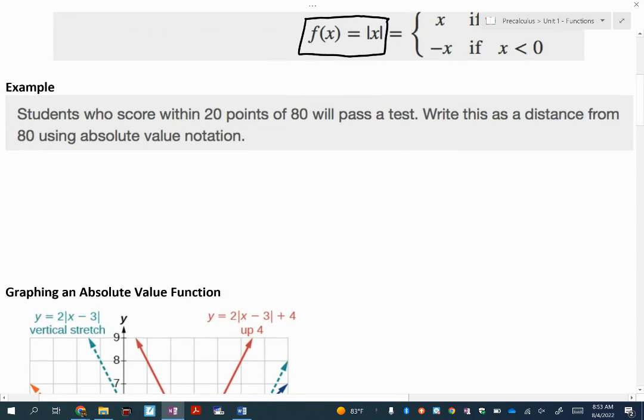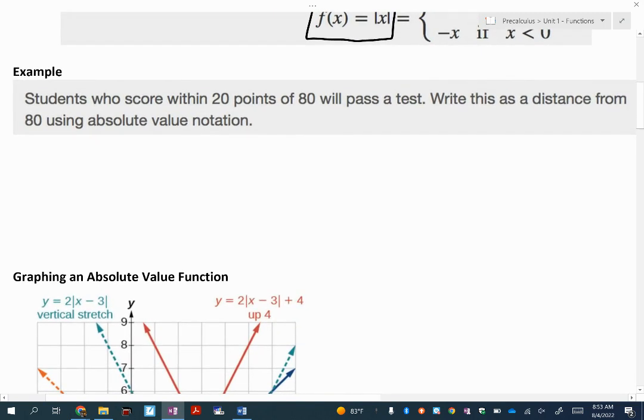It says, students who score within 20 points of 80 will pass a test. Write this as a distance from 80 using absolute value notation. So when I'm thinking about this, I know I have to do absolute value, and it says a distance from 80, so I'm going to use subtraction, and again, I'm looking at this compared to being 20 points within 80.